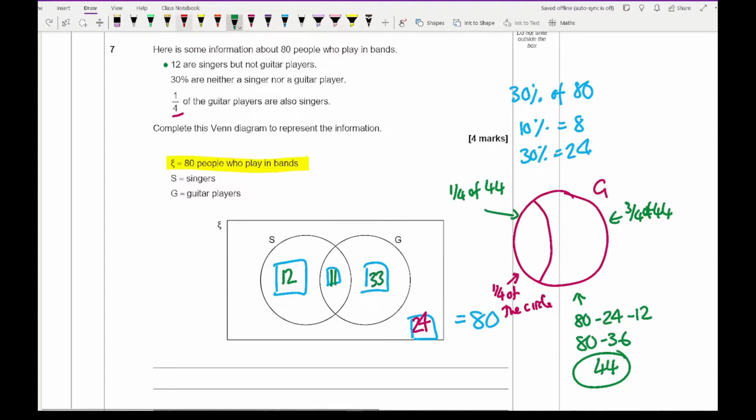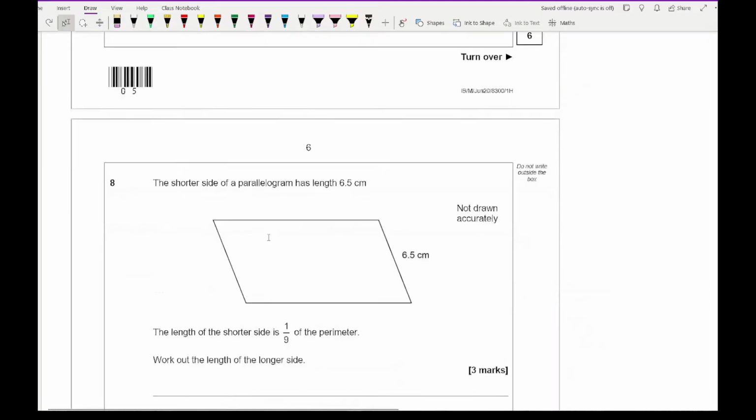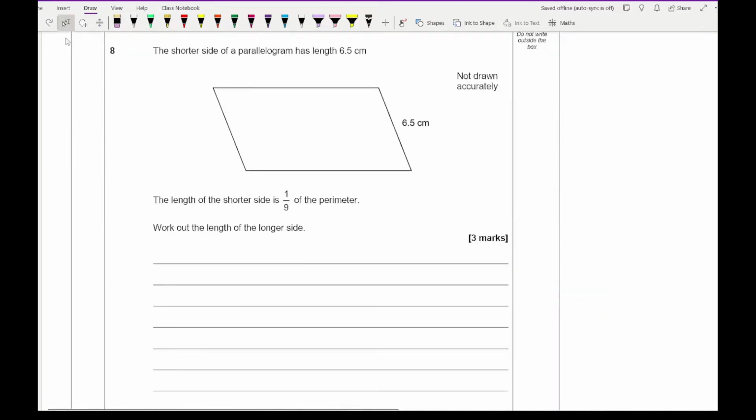So if I just make it a little bit neater in terms of the numbers, just to make it easier for you to see, without rubbing out any of the numbers, get rid of that box there, like so, and we should have 11 there. Moving on to question 8, it says the short side of a parallelogram has a length of 6.5 centimeters.